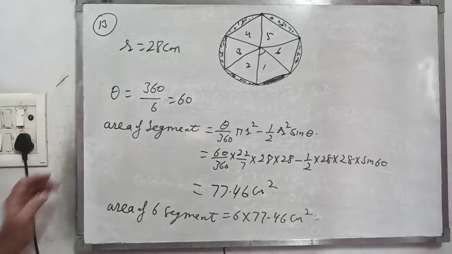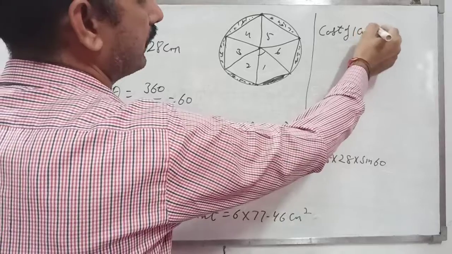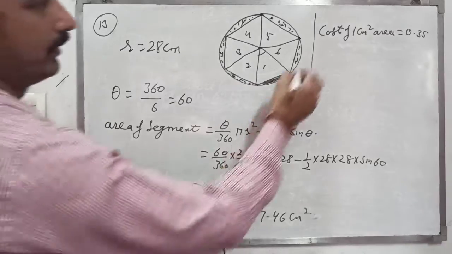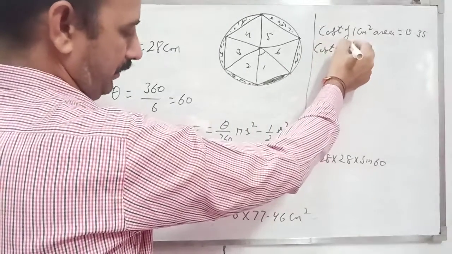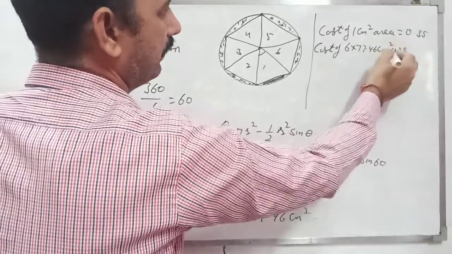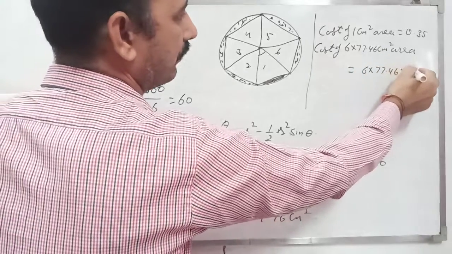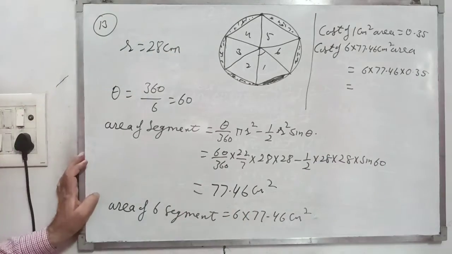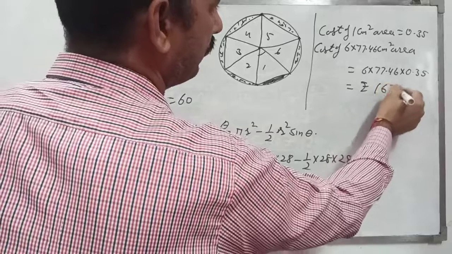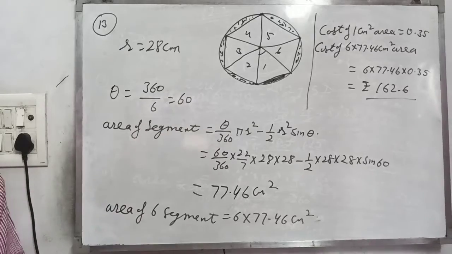So cost of 1 centimeter square area is 0.35. So cost of 6 into 7.46 centimeter square area is equal to 6 into 7.46 into 0.35. So if you multiply it, you get rupees 162.6. So that is the cost required to make the table cover.